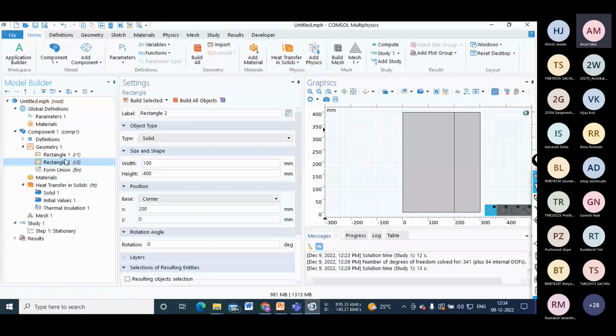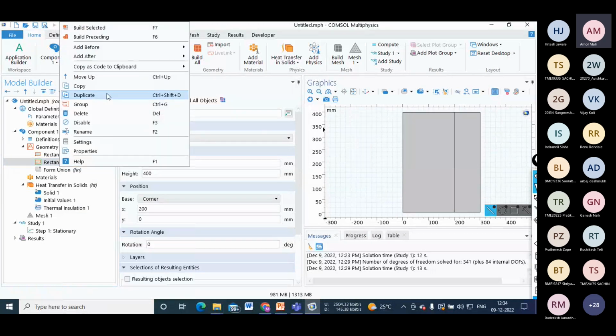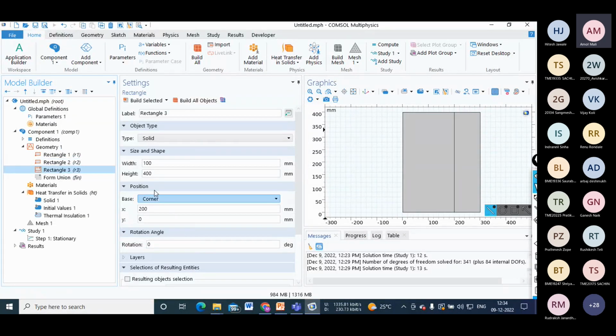Yeah, again I will generate one more rectangle with the duplicate option. Okay, I will shift it by 100. Now you can see the three walls are created here, three composite walls are created here.